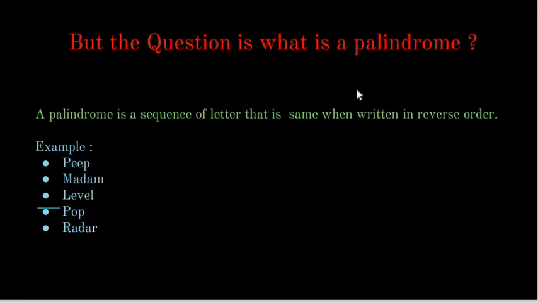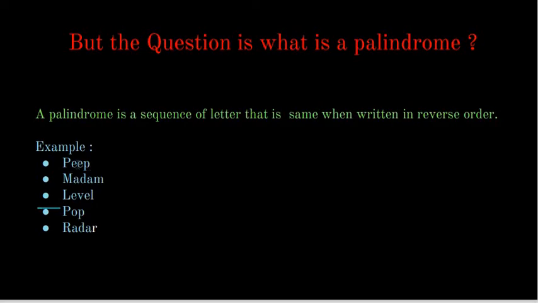If someone doesn't know what a palindrome is, it is a sequence of letters that is the same when written in reverse order. For example, peep, madam, label, pop, radar. If you reverse the word, nothing will change. Pip will remain pip. Or in other words, we can say that the right half is the mirror image of the left half.